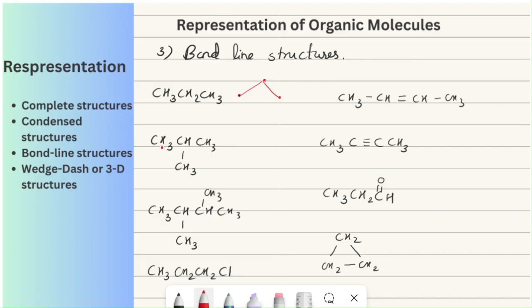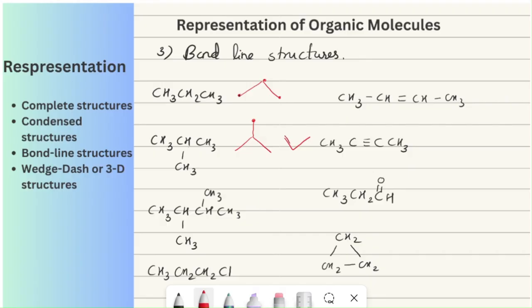Let's take the second molecule. You see there are 3 carbons, 1, 2, 3. You write that either like this or like this. Both are correct. Now on the second carbon, you see there is a methyl. Every carbon is a dot, so you see like this.